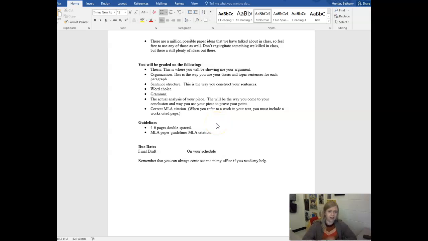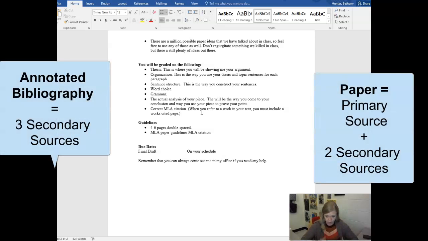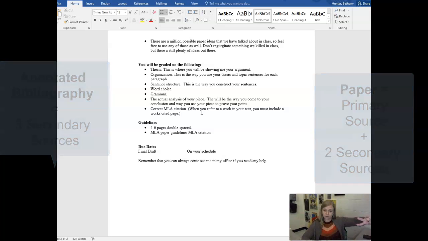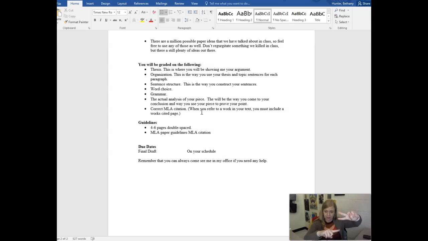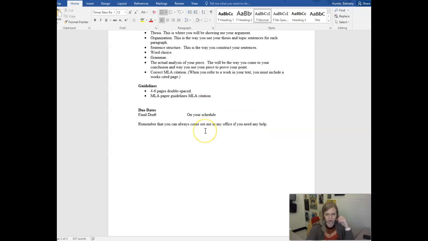Okay, how you're going to be graded. Obviously, thesis sentence, your idea, making sure you have an argument, how you organize that argument, and then that you give a thoughtful analysis of the piece, and then correct MLA citation. You are going to use 2 outside sources for your paper. 3 of those are going to be in your annotated bibliography. Then whenever you have your paper, you're going to have 2 of the 3 sources from your annotated bibliography plus the story. Okay? The due dates are on the schedule, so I'm not going to stress you out too much about that.